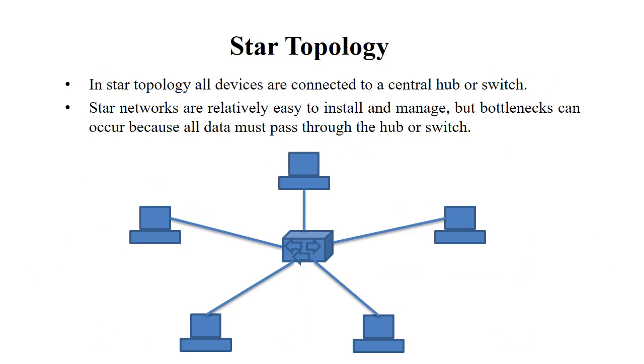Next topology is star topology. In star topology, all devices are connected to a central hub or switch. Star networks are relatively easy to install and manage, but bottlenecks can occur because all data must pass through the hub or switch. This is the structure of star topology. Here, the central device, that is a hub or switch, connects all computers. So, this looks like a star.